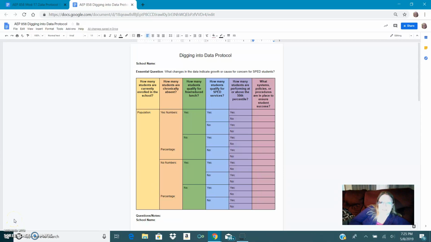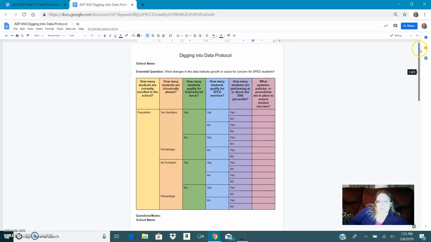To get people talking about data, I created this worksheet. It's color-coded and simple to use. You just look at the category, so how many students are enrolled, you put down the number, how many are absent, how many qualify for free or reduced lunch, how many qualify for SPED services, who are achieving at the 50th percentile or above, and what's working.